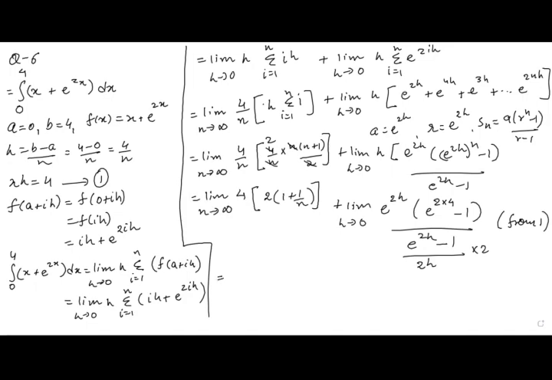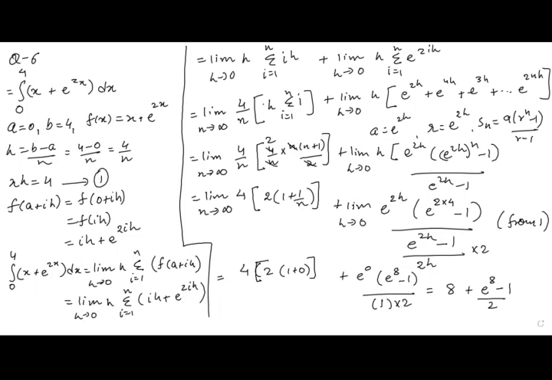Now I can keep 1 by n as 0. So 4 into 2, 1 plus 0, bracket over. Here also I will keep h equal to 0, so e raised to 0, e raised to 8, minus 1 upon limit h tends to 0, or limit 2h tends to 0, e raised to 2h minus 1 upon 2h is 1, into 2. So finally, 4 2s are 8 plus e raised to 0 is 1. So e raised to 8 minus 1 upon 2.